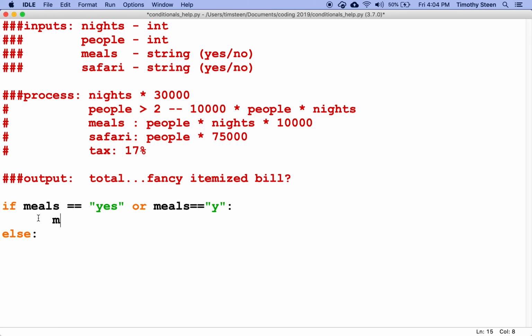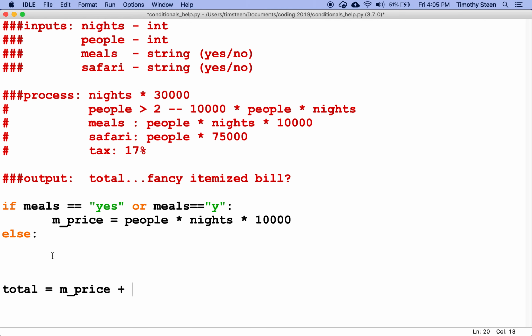So let's just say we figure out our meals, right? Well, we can't use meals, we have to use a new variable. So let's just say meal price, M price, equals people times nights times 10,000. And then later on, down here, we say the total equals all these other things, including M price. So it'd be M price plus, for right now, plus all the other stuff. And then at the end, we'll finally print the total.